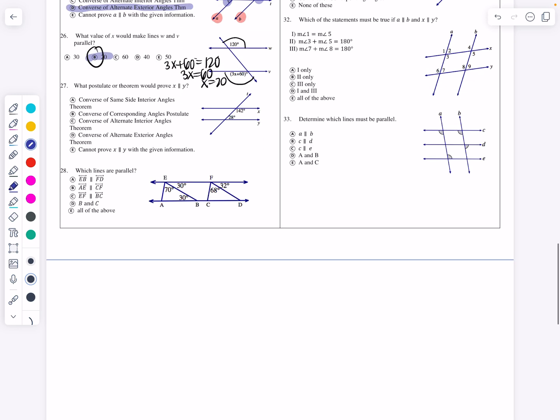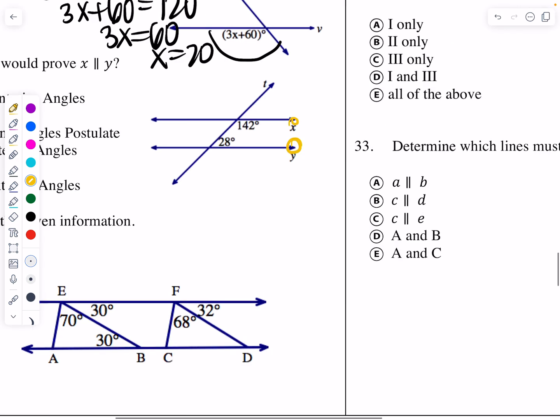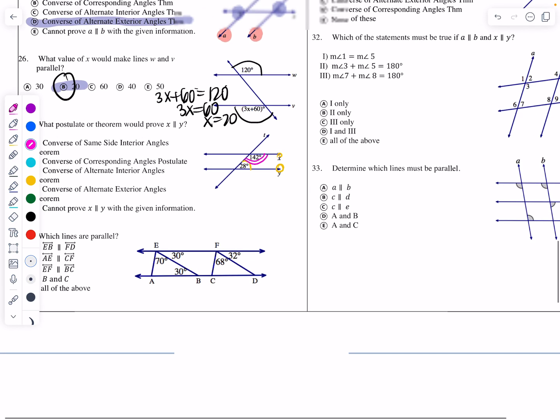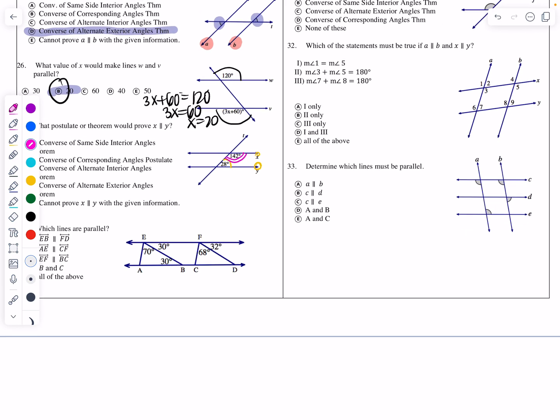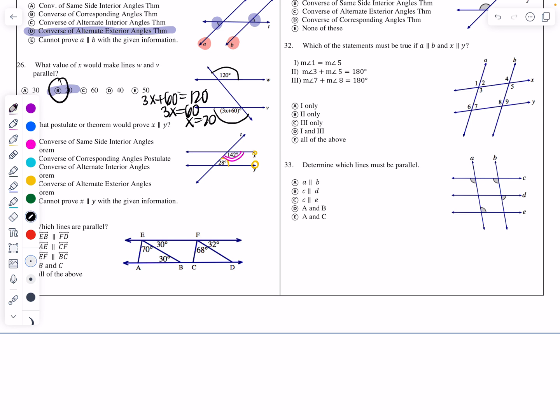All right, what postulate or theorem proves that X is parallel to Y? So here's X, here's Y. What kind of angles are those? Well, we have one acute angle. You can see that for the 28-degree angle. And then we have an obtuse angle at 142. And so what kind of angles are those? Those are same side interior. So what should they add up to?